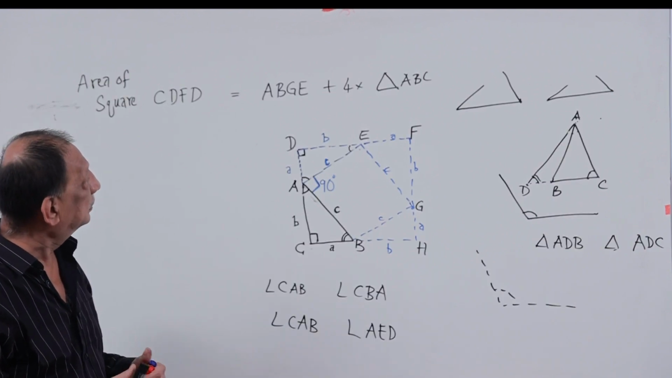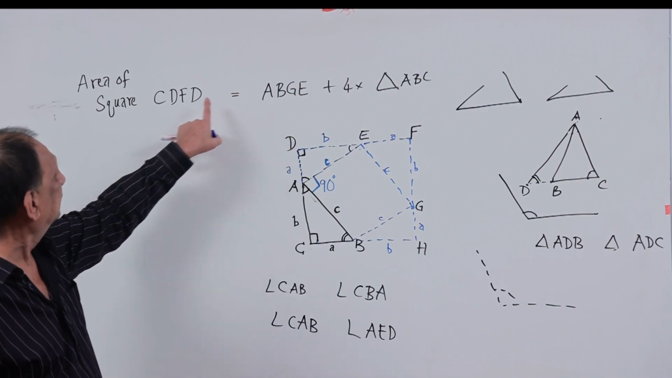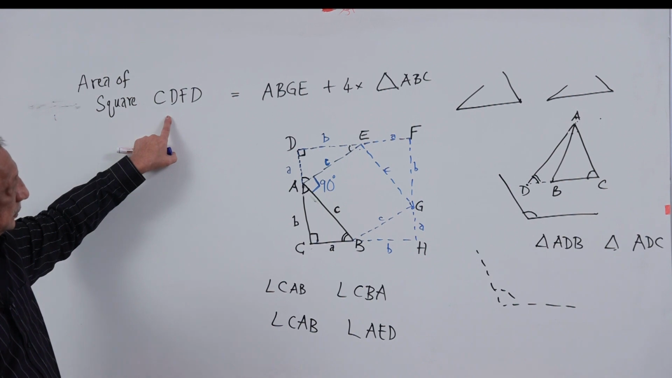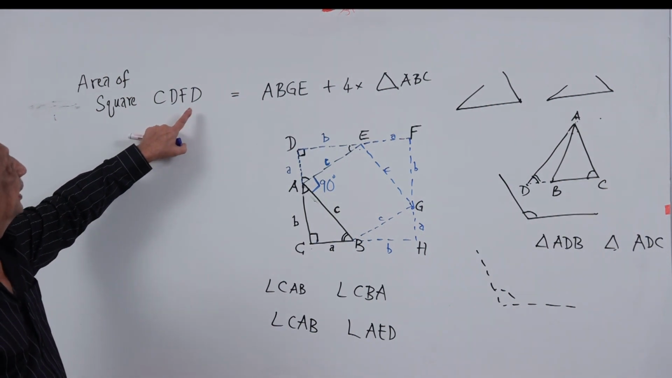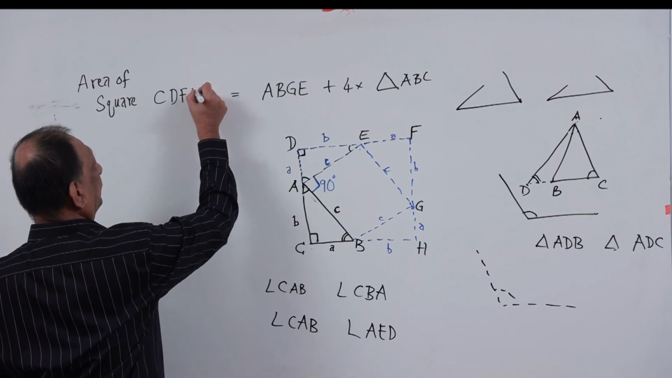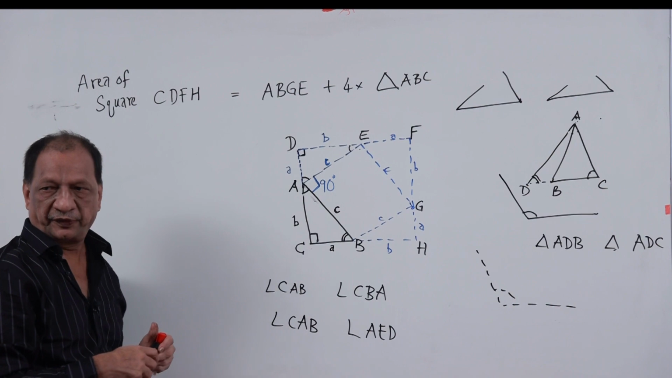CDFH, a square. This one, CDFH. You had written CDFH. Correct. Right.